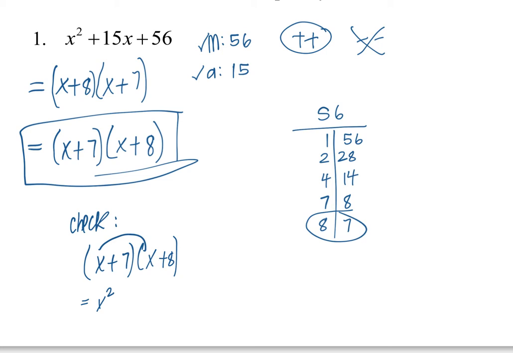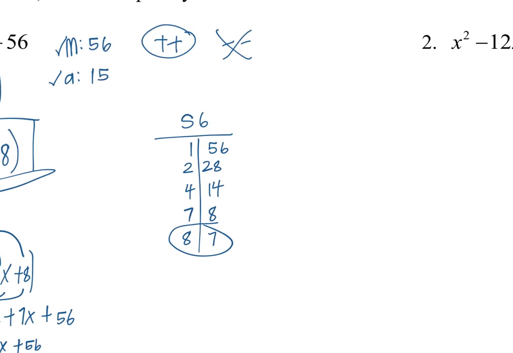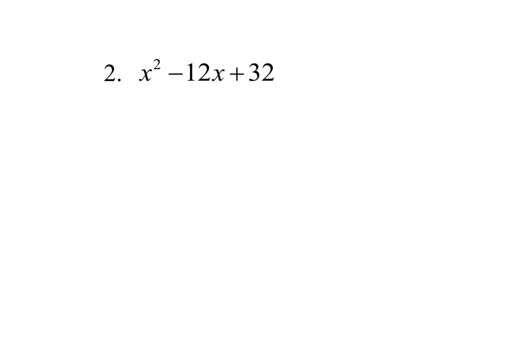X times x is x squared. X times 8 is 8x. 7x. Combining my like terms there in the middle. And since I got what I started with, x squared plus 15x plus 56, I know that the factors I chose were correct. Let's try another one.